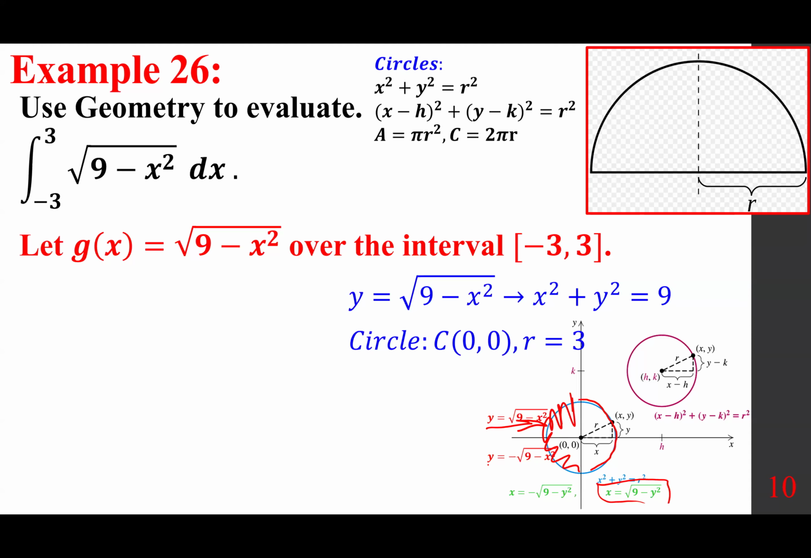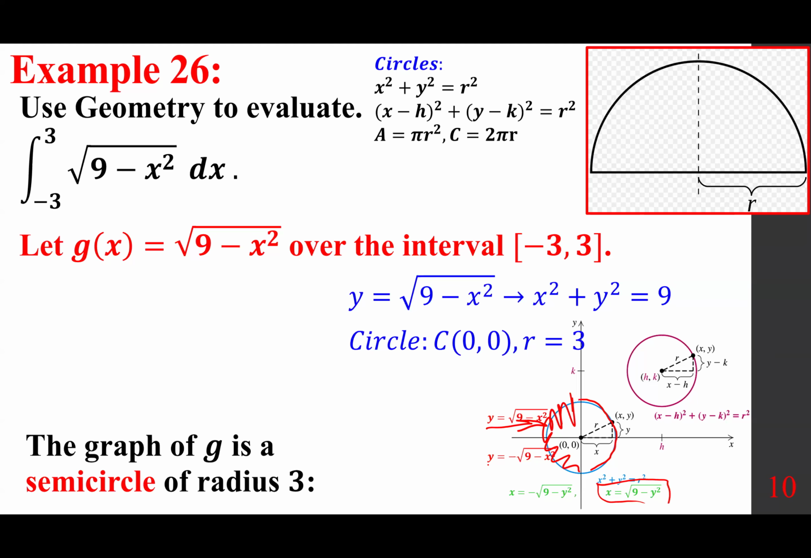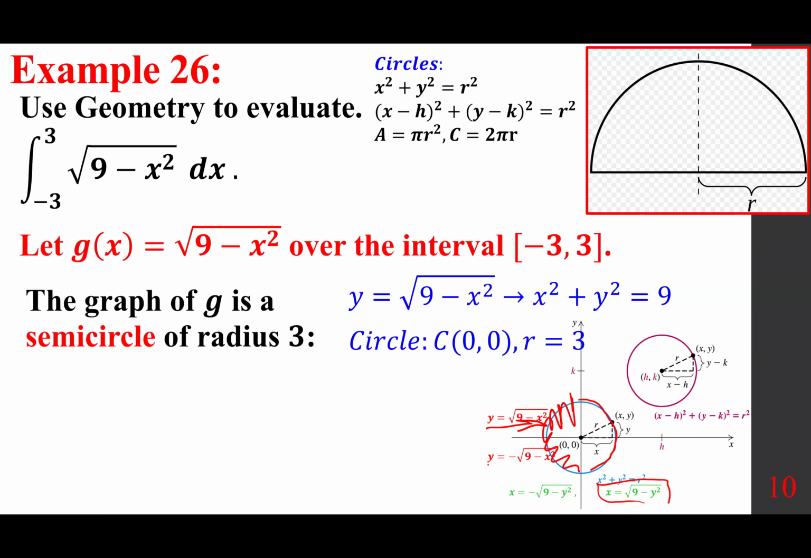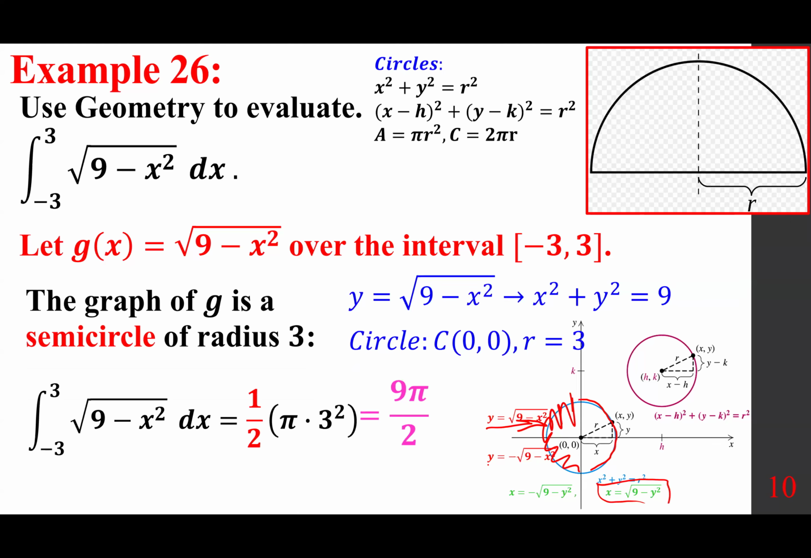So you calculate the area, pi r squared, and it's a semicircle, half of it. So the graph of G is a semicircle of radius 3. So 1/2 pi times r, which is 3 squared, 9 pi over 2. It's very simple. And we don't have any method in calculus 1 to solve this except this. In calculus 2 is a different story. We have a method to solve this. For calculus 1, there's absolutely no other method.